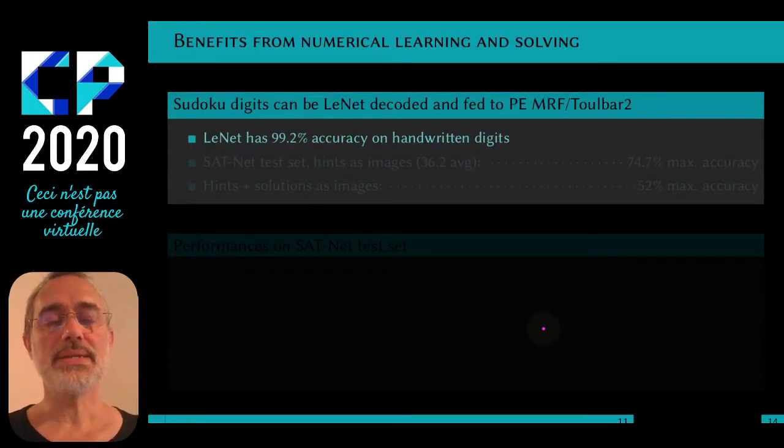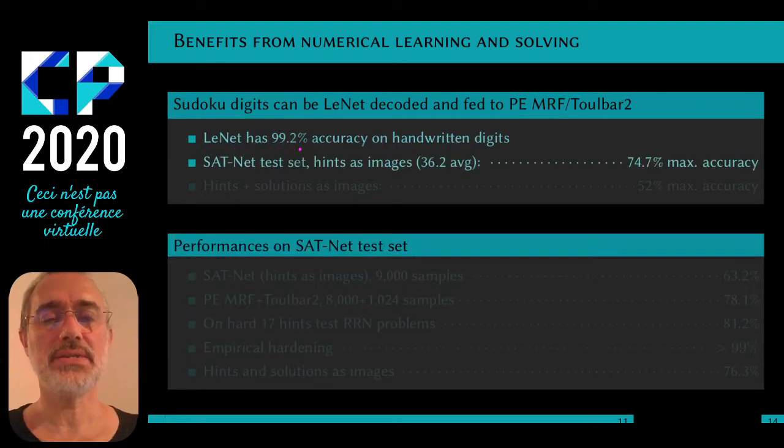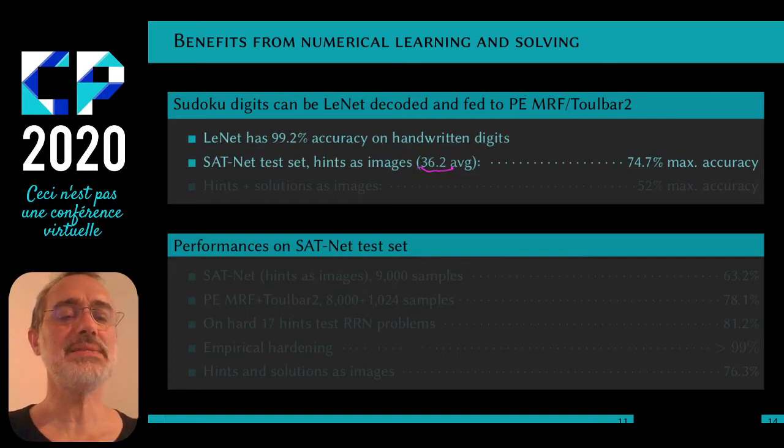And then we went one step beyond. Following the track of SatNet, we applied our framework on images. Images with handwritten digits, which can be decoded by LeNet from Yann LeCun. And we know that LeNet has 99.2% accuracy on handwritten digits. So if you just encode the pre-assigned cells, the ints, as images, because in the SatNet test set there are on average 36.2 ints per grid, you cannot expect that all the decoded grids will be exact, and actually only 75% roughly of those grids will be correct.